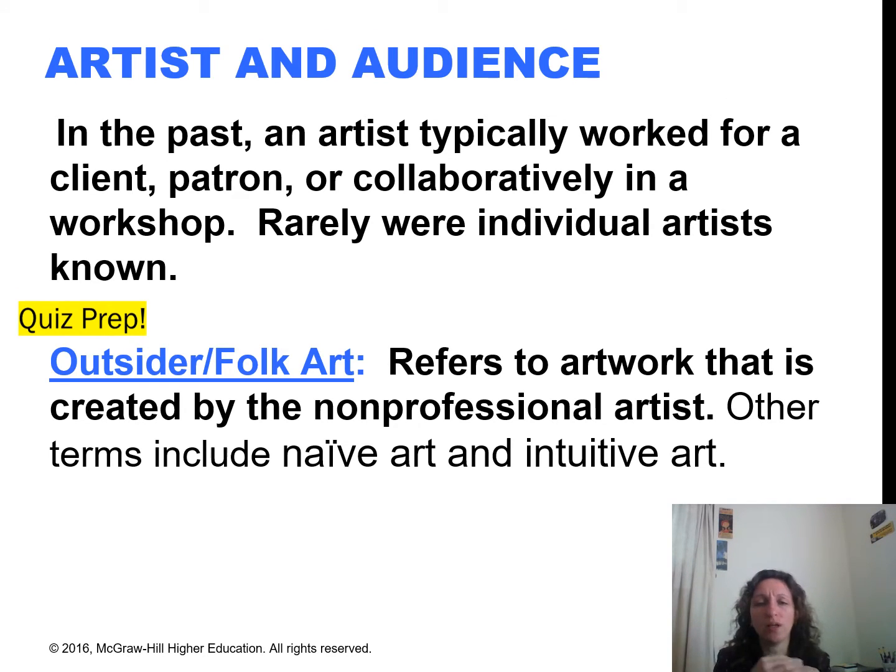Up until that point, artists were often unnamed. It's not till we hit the Renaissance that we start hearing about big names like Leonardo da Vinci and Raphael and Jan van Eyck. Those are big names that come about at that time. We will talk more about that when we get into the later chapters.